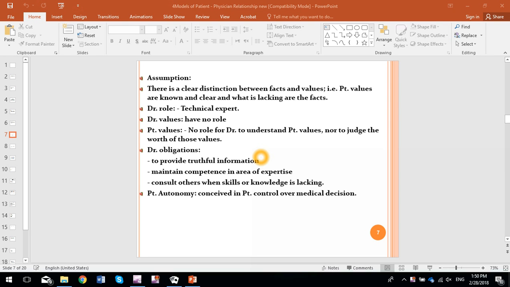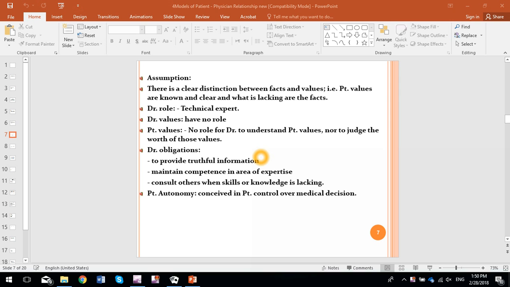The physician's obligations here are to provide truthful information and maintain competence in his area of expertise, because he is the expert and he has to maintain competence in this area of expertise, and to consult others when skills or knowledge are lacking for him. He is obliged to consult others when skills or knowledge are lacking.